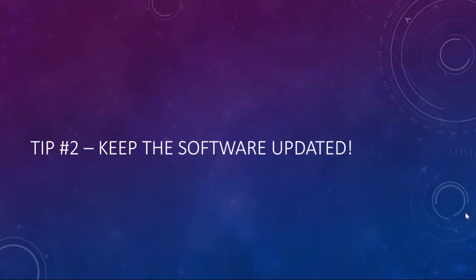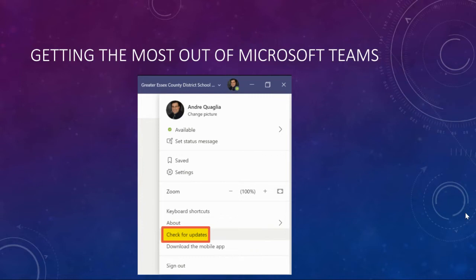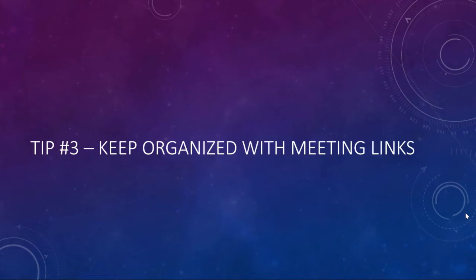Tip number two, keep the software updated. We always encourage you and your students to use the full version of Office Teams when possible, but if you happen to be having issues, we do recommend by clicking on your icon symbol or initials to click on the check for updates option. What this will do is to ensure that the latest and greatest software is always installed on your personal device.